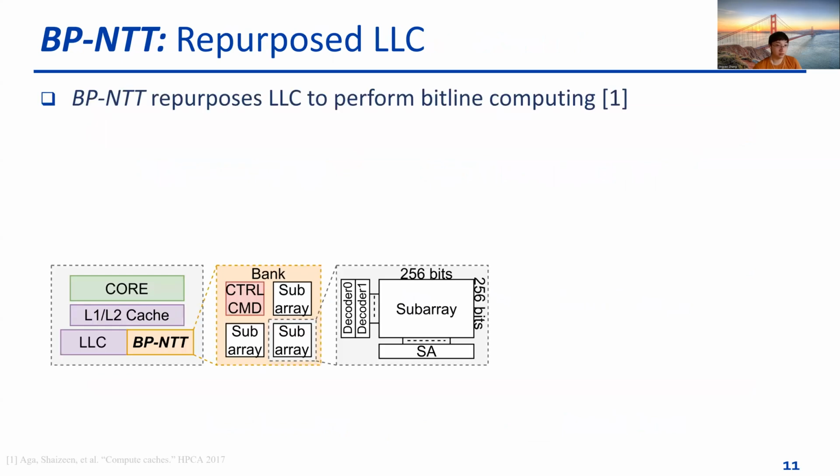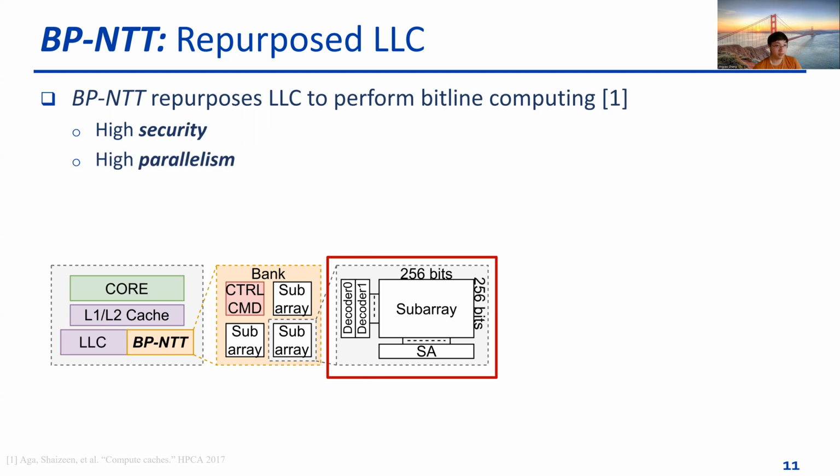BP-NTT repurposes last level cache to perform bitline computing, thus no plaintext will be exposed outside the chip, which does not expand the trusted execution environment, which means it brings high security. Each BP-NTT bank has 3 data subarrays for computing and 1 subarray for control. With this control scheme, the control commands can be generated offline. Thus, there is no runtime overhead for the CPU.